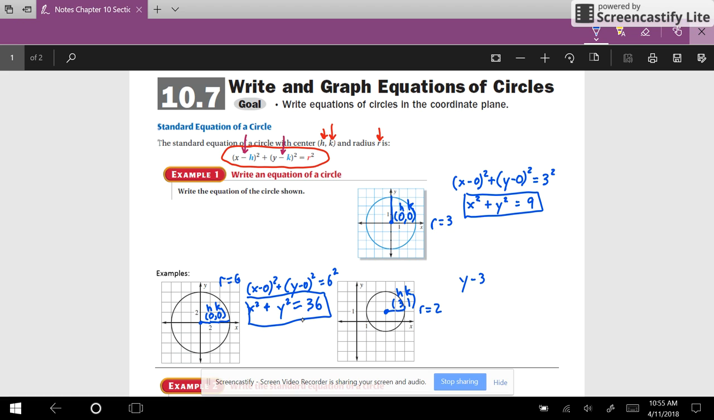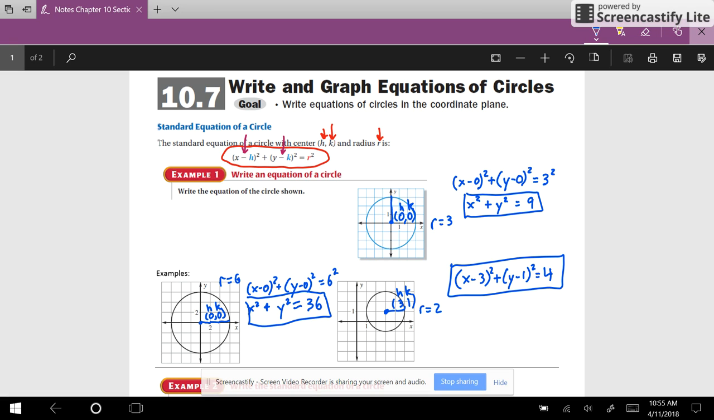x minus your h, which is 3, squared plus, or that was supposed to be x, not y. Okay. y minus my k, which is 1, squared equals 2 squared. The only thing that can simplify here is instead of 2 squared, I can write that as 4. x minus 3 doesn't simplify, y minus 1 doesn't simplify, so there's the answer.